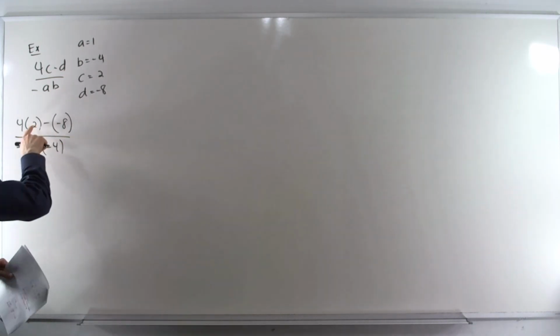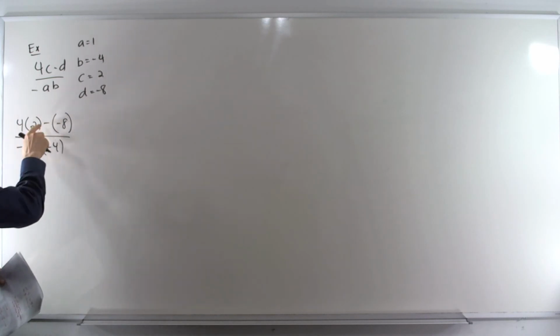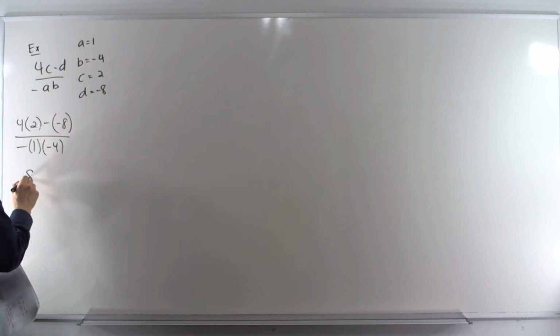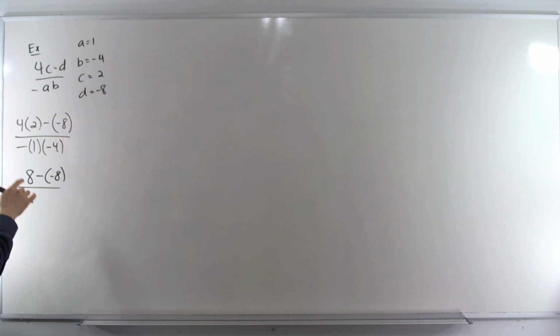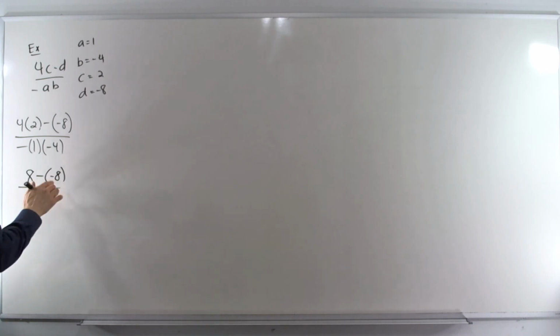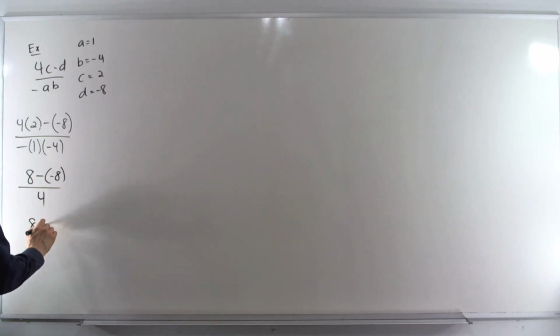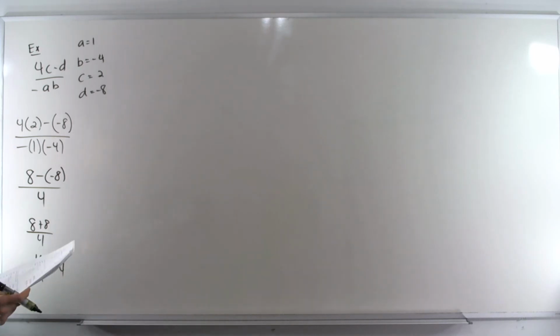All right, let's look up top here. We're going to do order of operations on the top. We've got multiplication and subtraction, so we'll start with the multiplication. So that gives us 8 minus negative 8 on top. And on the bottom, all we have is multiplication, so we might as well multiply this out. So negative 1 times negative 4 is positive 4. Right now on top, that turns into 8 plus 8 over 4. So that's 16 over 4 for the final answer.